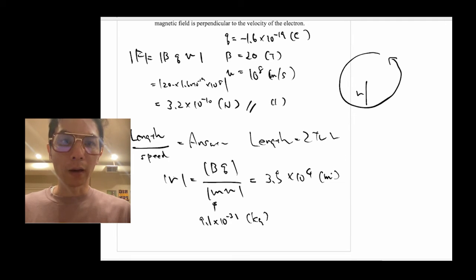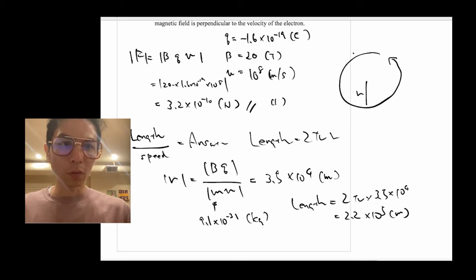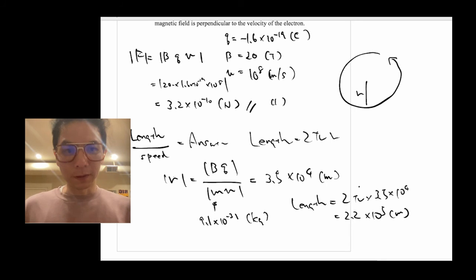So now we got this r, and now we are going to get the length by using this equation. So the length is 2 pi. This number is going to be plugged into this r, multiplied by 3.5 times 10 to the 4th, which can be calculated as 2.2 multiplied by 10 to the 5th meters. So the length of the whole circulation is 2.2 multiplied by 10 to the 5th. And you're going to plug this number in here.